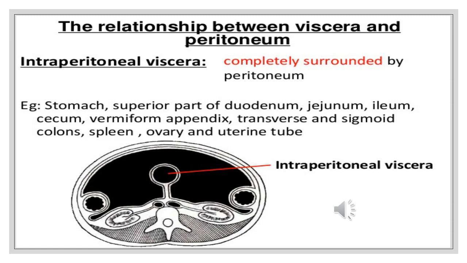Depending upon the relationship between the viscera and the peritoneum, there are intraperitoneal viscera and retroperitoneal viscera. Intraperitoneal viscera are completely surrounded by the peritoneum. Examples: stomach, superior part of duodenum, jejunum, ileum, cecum, appendix, transverse and sigmoid colon, spleen, ovary and uterine tube.